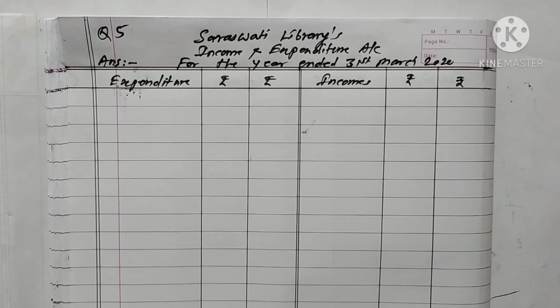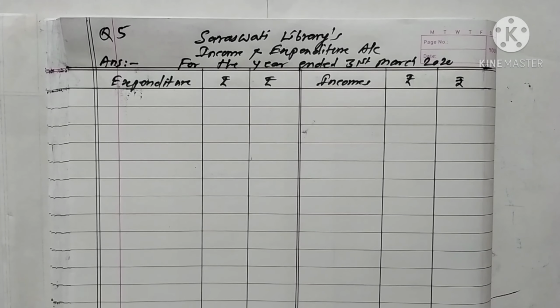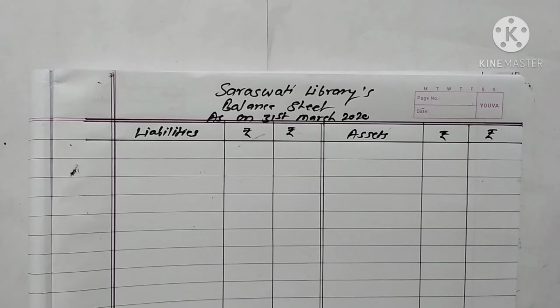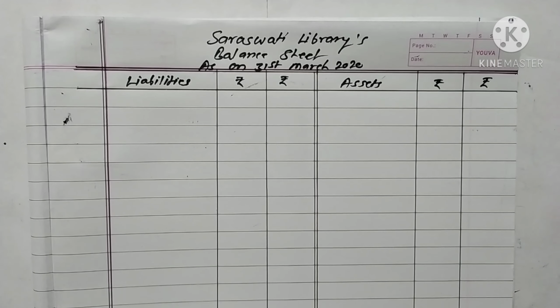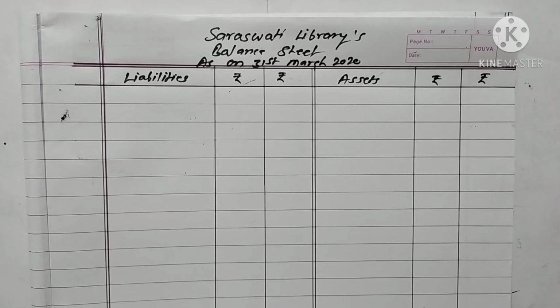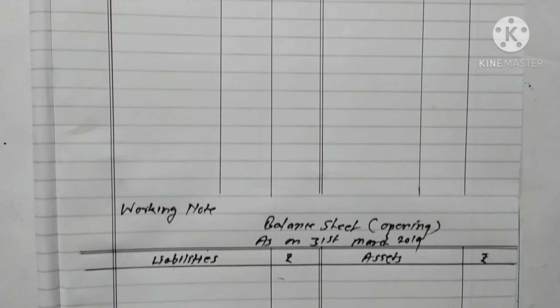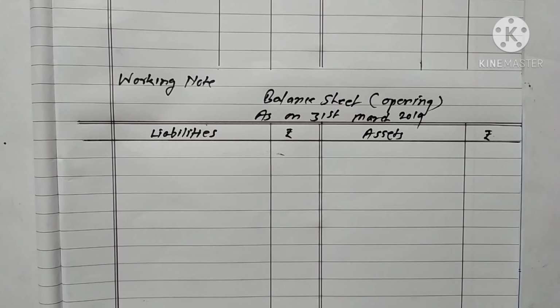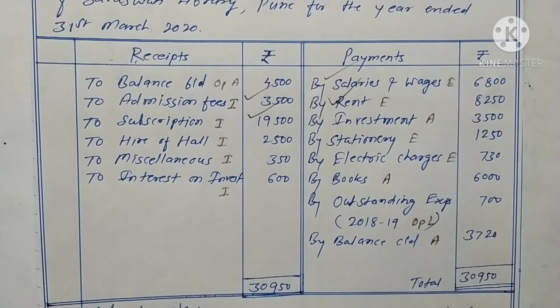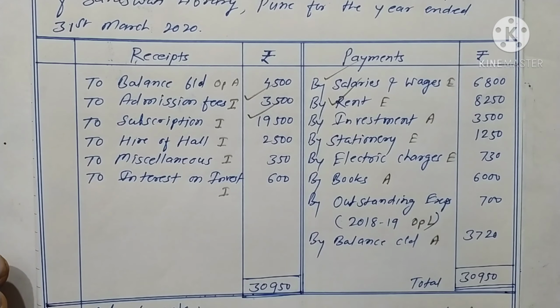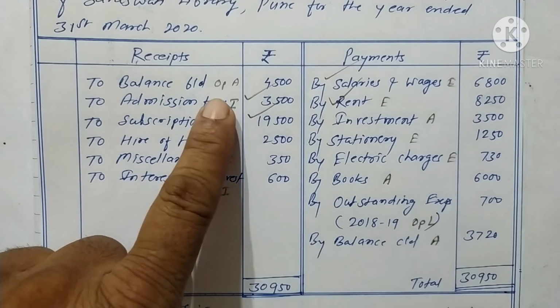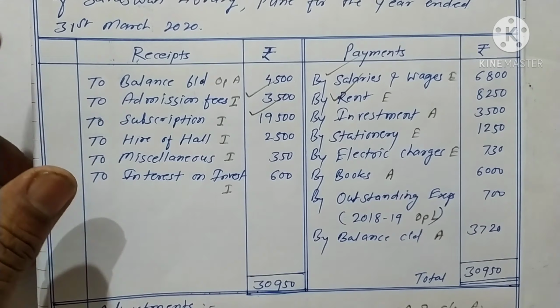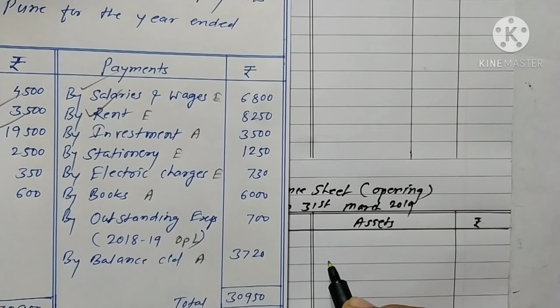Saraswati Library's income and expenditure account for the year ended 31st March 2020. Expenditure rupees, income rupees. Second part is a balance sheet. Balance sheet as on 31st March 2020. Liabilities rupees, assets rupees. Here we have to prepare the opening balance sheet as a working note. As on 31st March 19, liabilities rupees, assets rupees. First we try to complete the opening balance sheet. Now see, in the question, we have to find out the opening assets and opening liabilities. Now see, to balance brought down is an opening asset, the cash in hand. We have to write on the asset side, cash in hand.